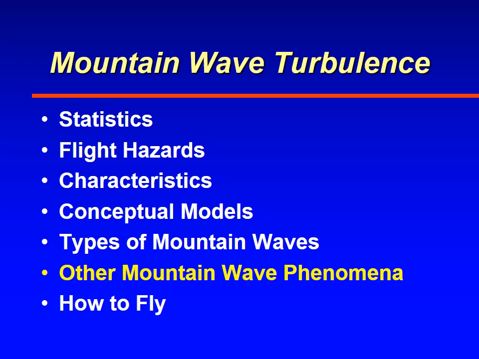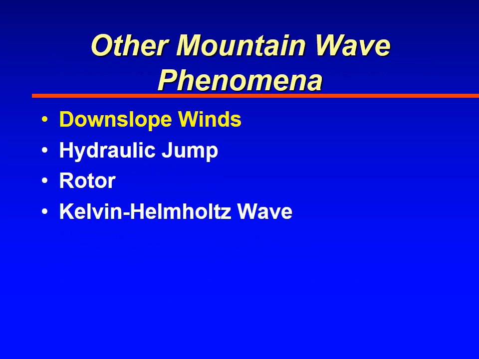We looked at mountain waves, the different types of mountain waves and how you can identify them. Now we're going to get into other types of wave phenomena. And specifically, the first thing we're going to talk about is strong downsloping winds.